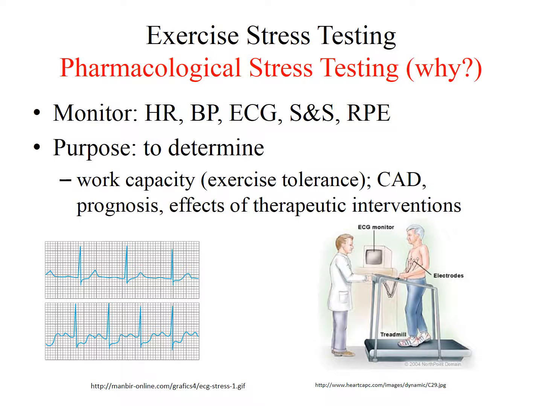Dobutamine is infused intravenously and the dose is increased gradually until a maximal dose or endpoint is achieved. Endpoints include new or worsening chest wall abnormalities, an inadequate heart rate response, serious arrhythmias, angina, significant ST segment depression, intolerable side effects, and a significant increase or decrease in blood pressure.